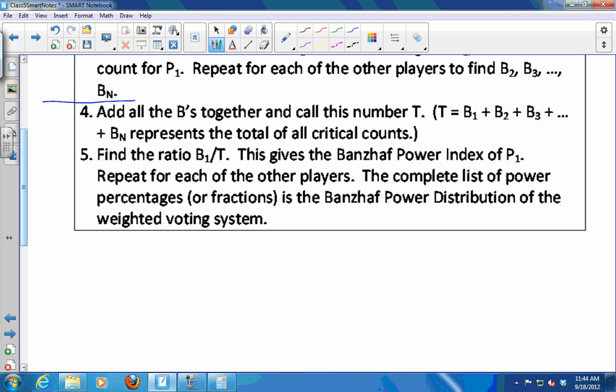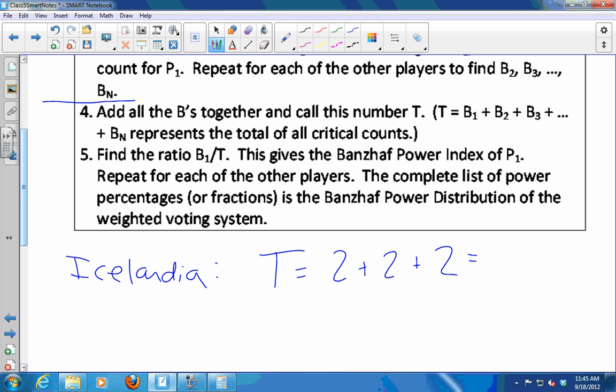You add all the critical counts together, and we call this number T. Okay, so for Icelandia, T is 2 plus 2 plus 2, adding all the critical counts, because each party was critical twice. So you get 6. Then you find the ratio B1 over T. Each player's critical count divided by T.